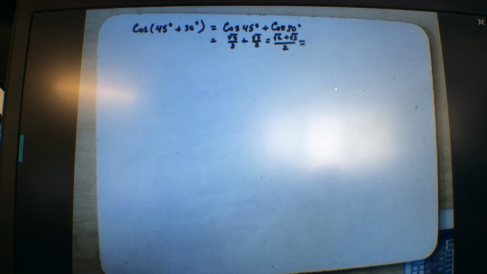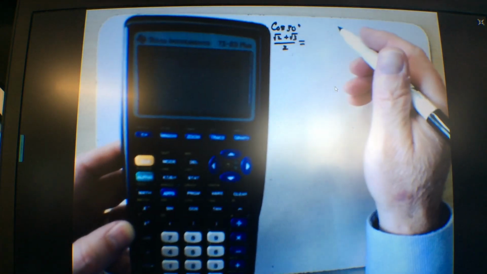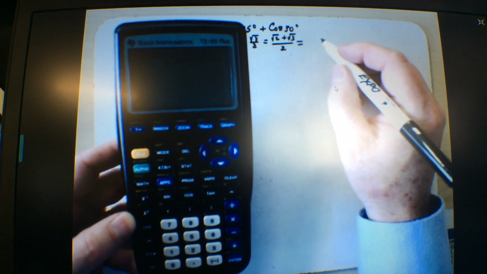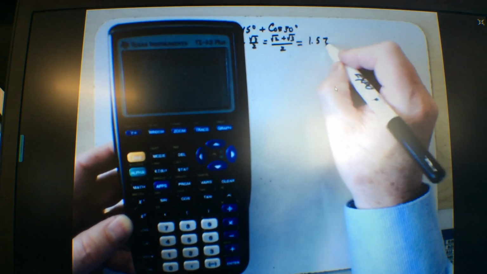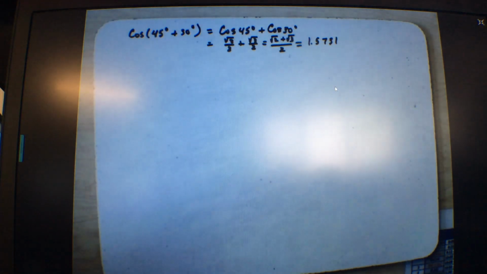Now make sure your appropriate parentheses are in there, okay? You have to put parentheses over the whole top. This is what I got, 1.69. I got 1.5731. So you have to put the parentheses around: parentheses, square root 2, parentheses, plus square root 3, parentheses, divided by 2. Okay, so you got 1.5731.